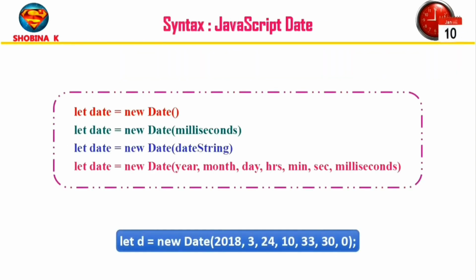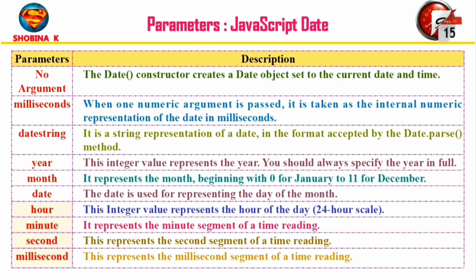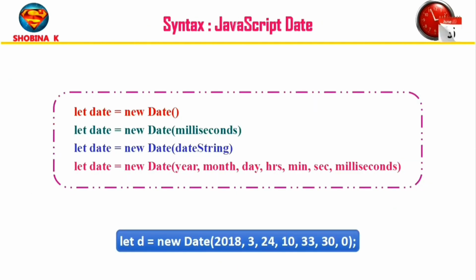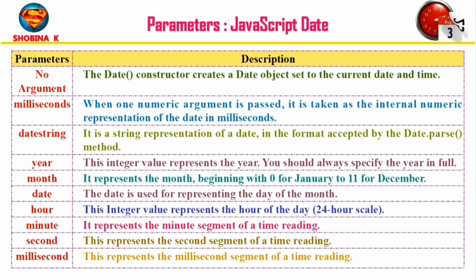And next we can create the date with the given components in the local time zone. And in this we pass 7 arguments. Only the first 2 arguments are mandatory. And these 7 numbers specify year, month, day, hour, minute, second and millisecond in that order. The year should have 4 digits. The last 2 digits of the year are also accepted.